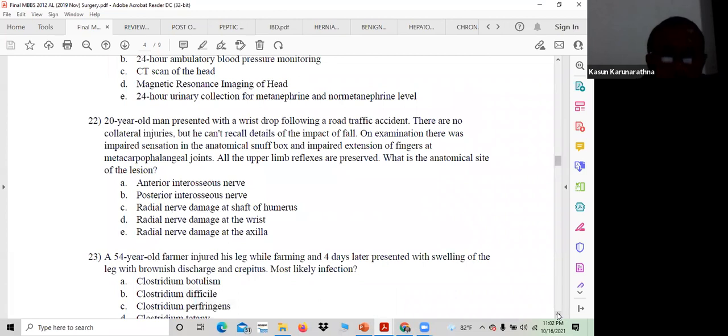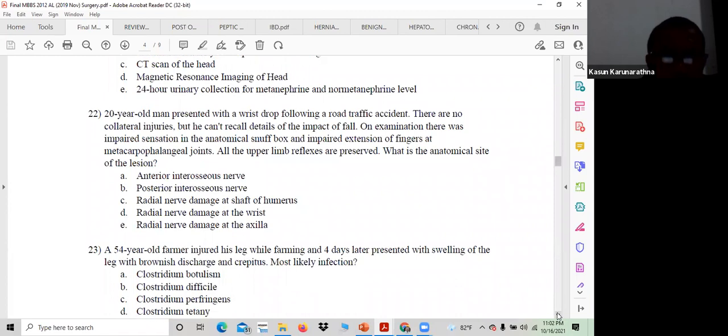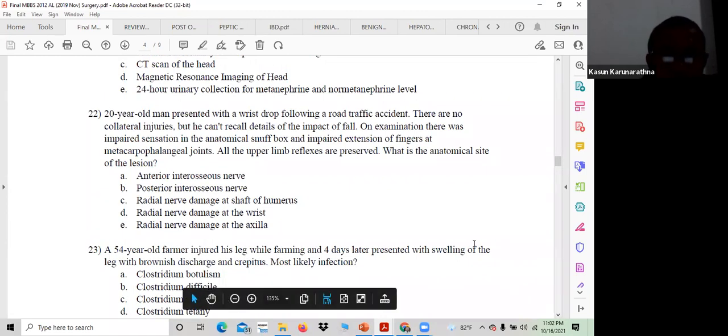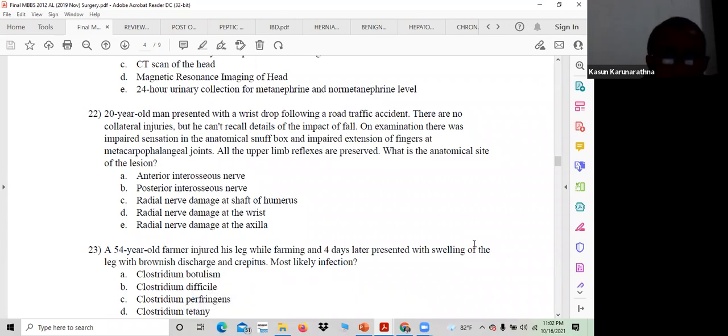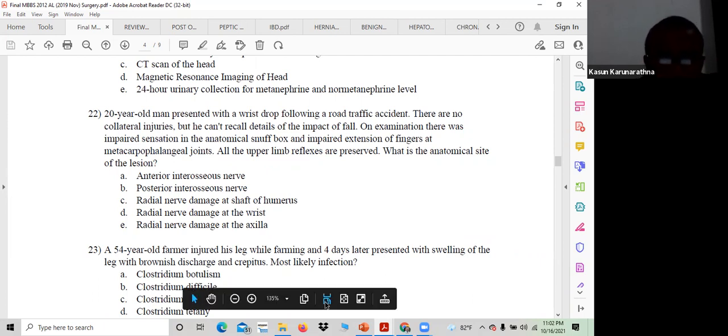Question number 22. A 20-year-old man presented with wrist drop following a road traffic accident. There are no collateral injuries. He can't recall the details of the impact. On examination, there was impaired sensation of the anatomical snuff box, impaired extension of fingers at the metacarpophalangeal joints. All the upper limb reflexes are preserved. What is the anatomical site of the lesion? What is the answer for this?